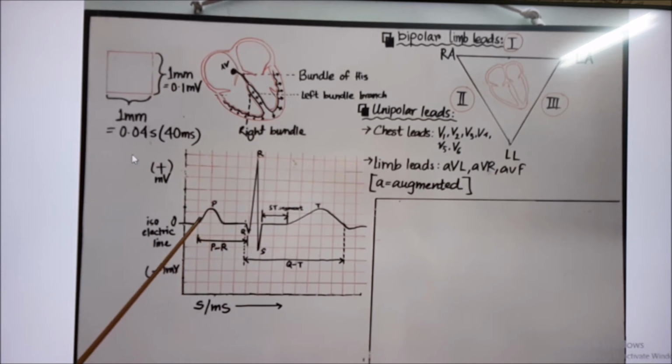When the impulse passes through the atria and comes to the isoelectric line, the atria become excited, and that is systole. But for the P wave, we should write atrial depolarization. The QRS complex is the ventricular depolarization, and the T wave is the ventricular repolarization.